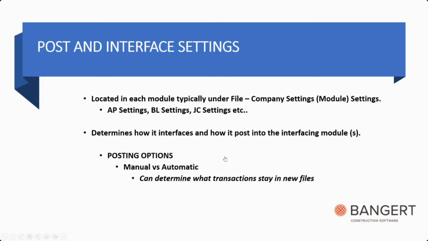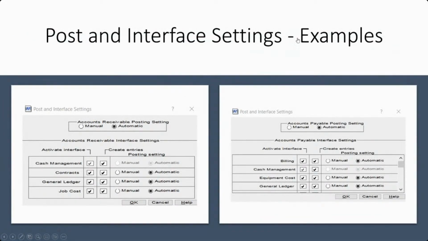Okay. Here are some examples of that. So, post interface settings examples. I have accounts receivable settings up here. You can see here that in accounts receivable, when I put in, let's say, a customer payment, for example, when I click finish, what do I want to happen? Do I want it to automatically update in accounts receivable? And then from there, do I want it to automatically send that transaction over to cash management, over to general ledger, over to job cost, wherever else it might need to go? And when I do that, do I want it to automatically update that module too?